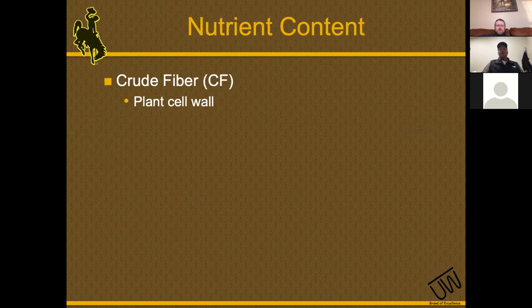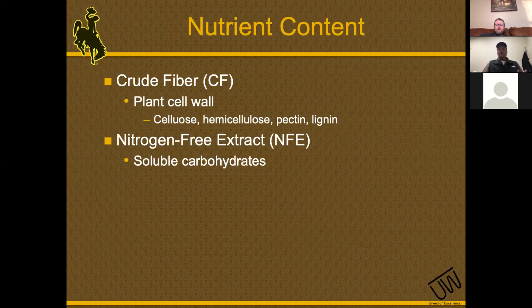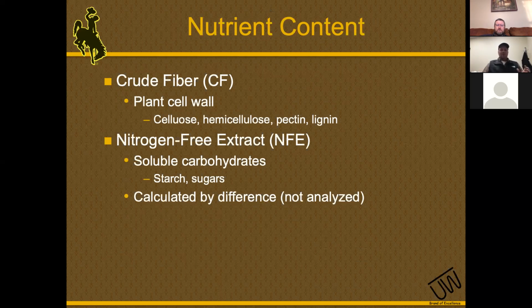Crude fiber is usually made up of cell wall material. Depending on the plant's stage of maturity, it can be either highly digestible or poorly digestible, so it's very ambiguous, I'd say. It consists of cellulose, hemicellulose, pectin, and lignin. Cellulose is very fermentable. Lignin is almost not digestible. Then we have our nitrogen-free extract, which is basically our carbohydrates, starches, sugars, stuff like that. We don't really analyze for that. We just calculate it by the difference.